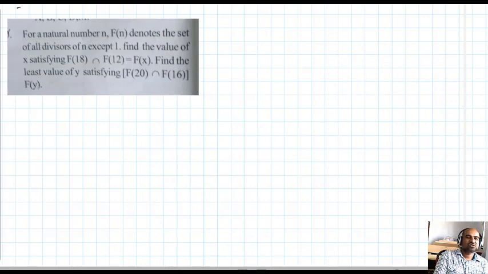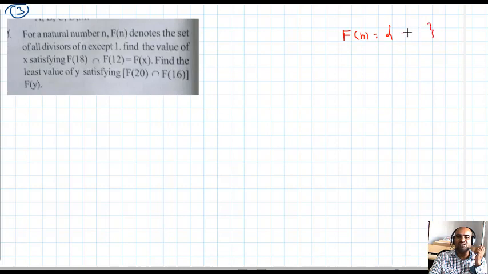Next, our third question. For a natural number n, f of n denotes the set of all divisors of n except 1. The meaning of this notation is f of n means set of all divisors of n except 1. For example, f of 6 is given, and you write all the factors of 6 except 1: 2, 3, 6. That is the meaning of the definition. Okay.